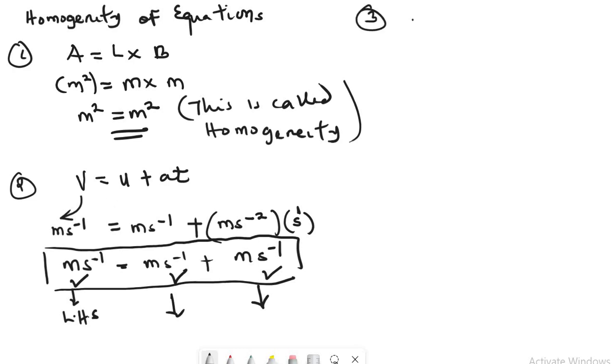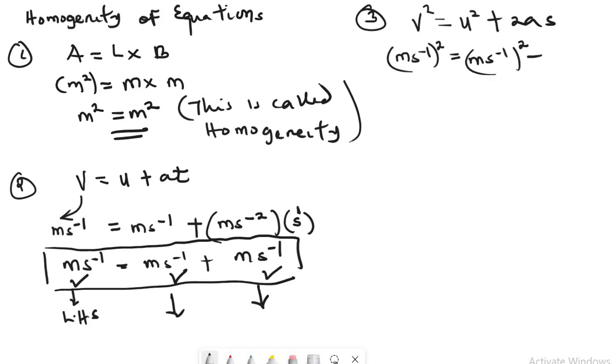Okay, let's see v squared equal to u squared plus 2as. Let's see if it's dimensionally correct. Velocity is measured in meter per second. It has a power of 2 now, don't forget to put it. Initial velocity is measured in meter per second. It has a power of 2, don't forget to put it. 2 is a constant. It has no dimension, we don't need it here. Numbers, they are constant. They don't have dimension. They have no unit. So we don't need them in this context.